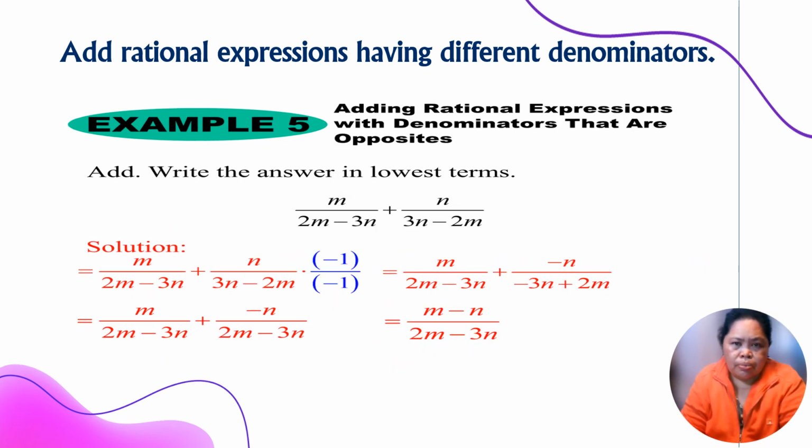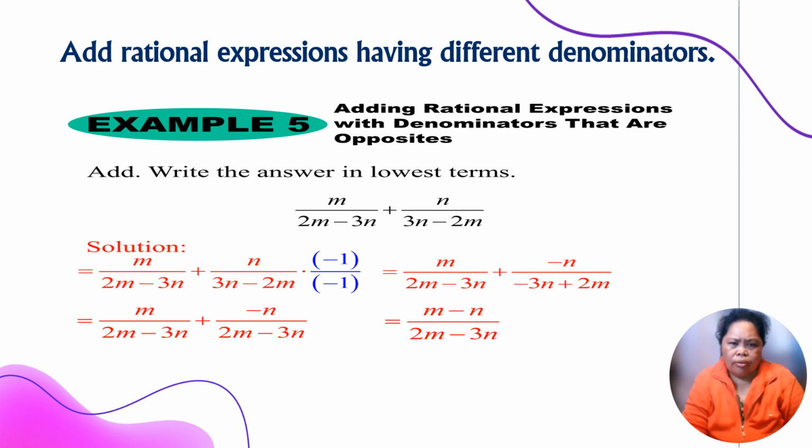Adding rational expressions again with different denominators. We have another example here: m over 2m minus 3n plus n over 3n minus 2m. Notice that the arrangement of the denominators is different. So that's why we need to multiply it by negative 1.